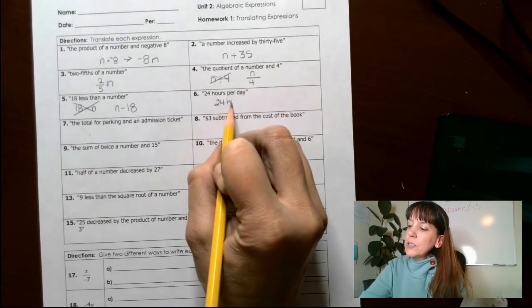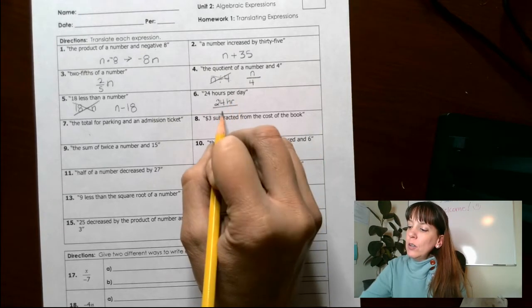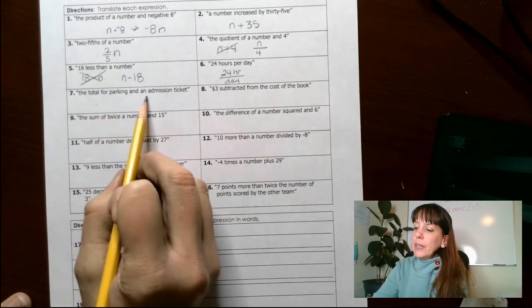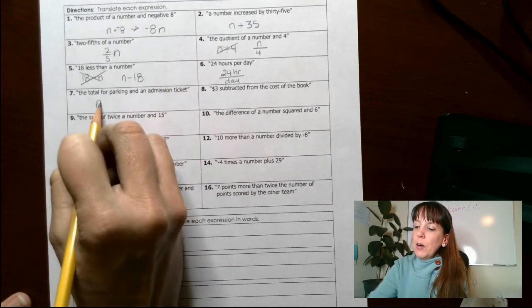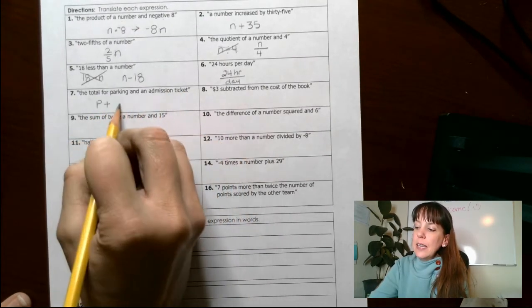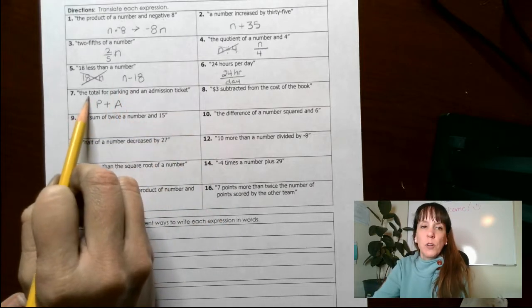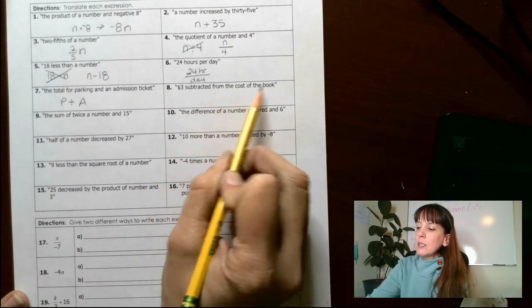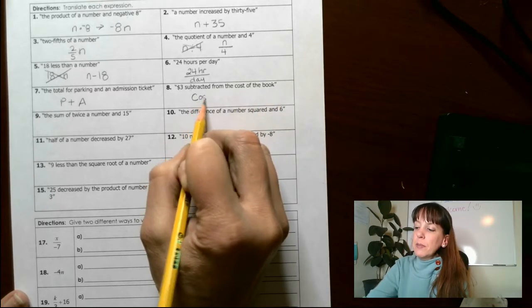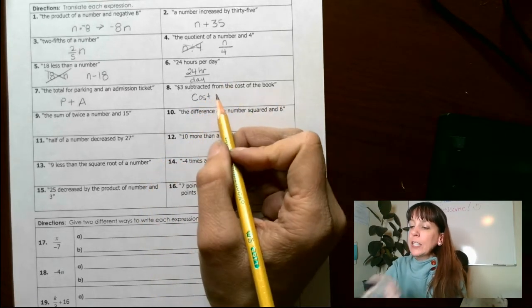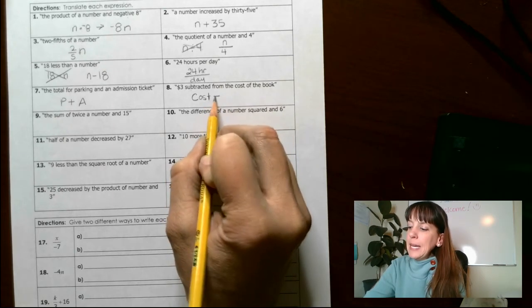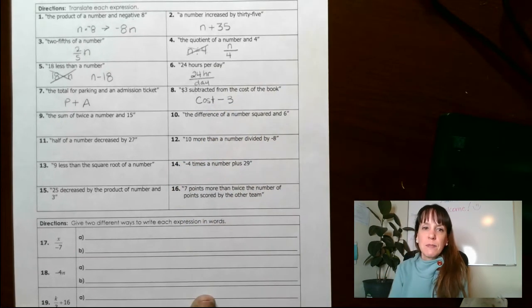24 hours per day. Divided by the total for a parking ticket and an admission ticket. Parking plus admission, because total means that. $3 subtracted from the cost of the book. Remember, subtracted from is one of those, flip it. Cost of the book minus $3, okay?